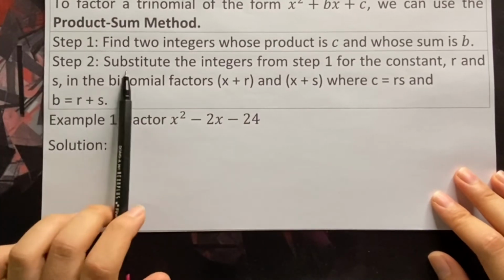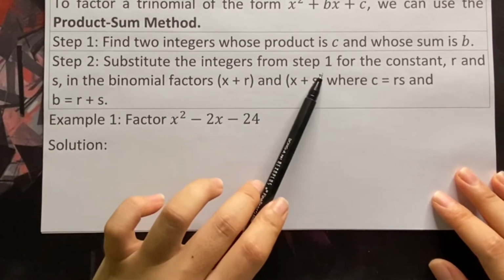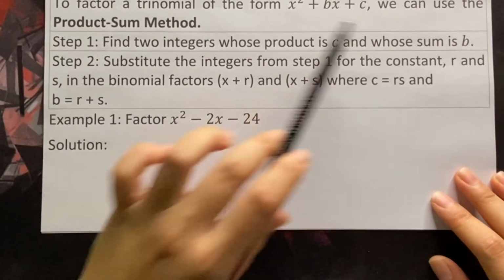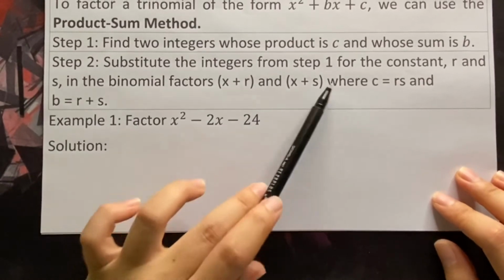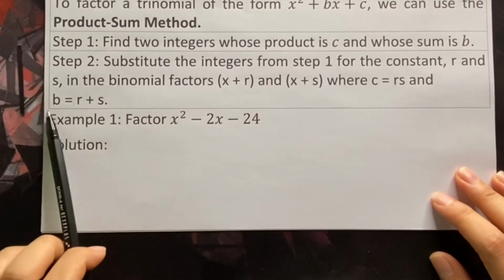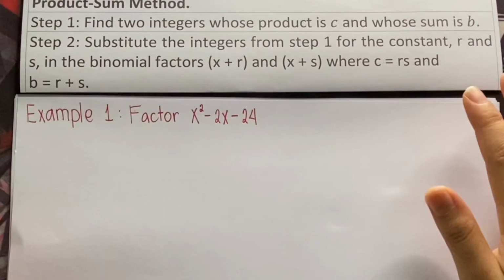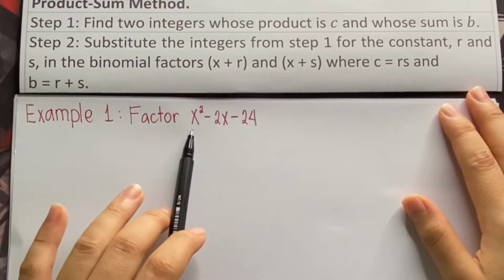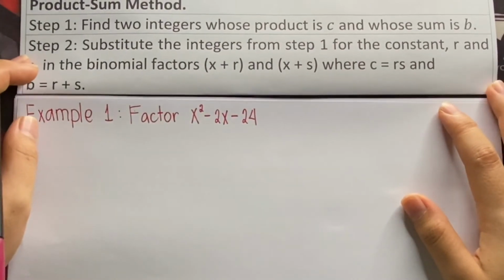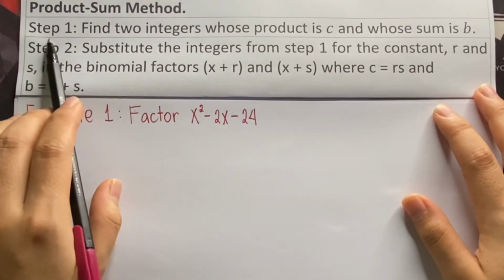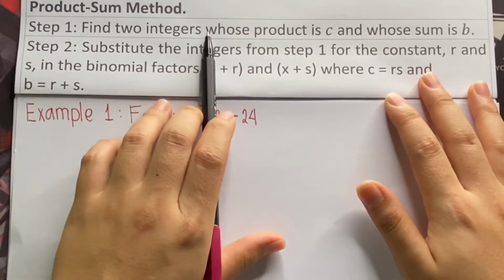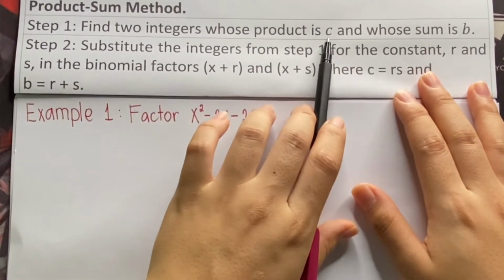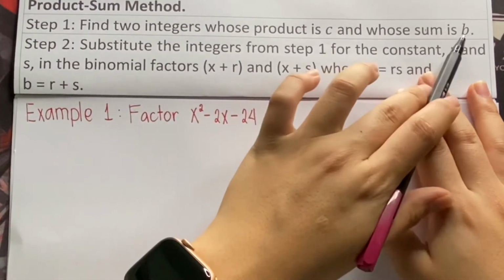Step 2, substitute the integers from step 1 for the constants r and s in the binomial factors, x plus r and x plus s, where c is equal to rs and b is equal to r plus s. Example 1. Factor x squared minus 2x minus 24. Step 1. Find two integers whose product is c and whose sum is b. Hahanap daw tayo ng dalawang integer na kapag minultiply, c ang sagot. Kapag pinlas, b ang sagot.